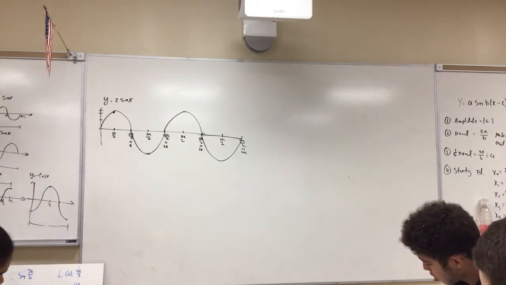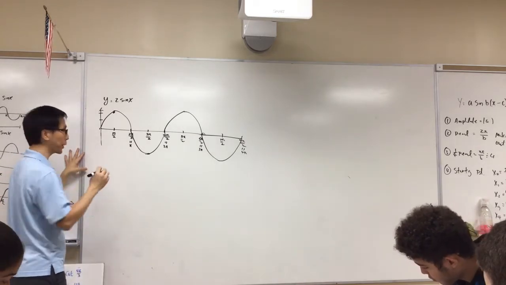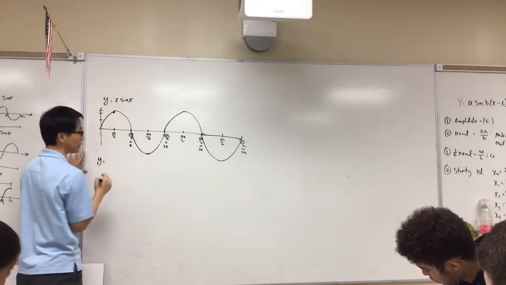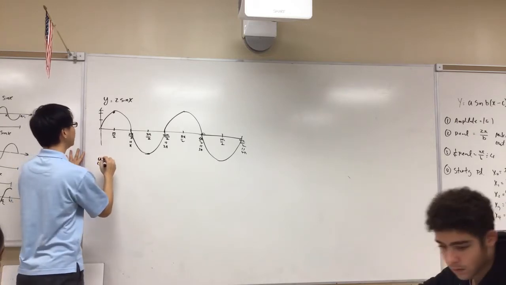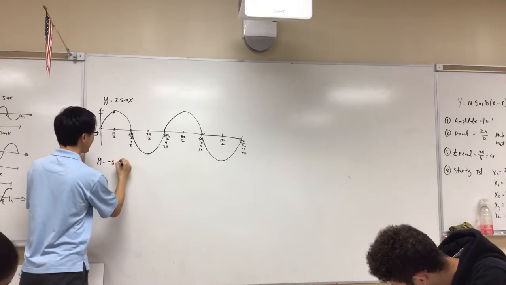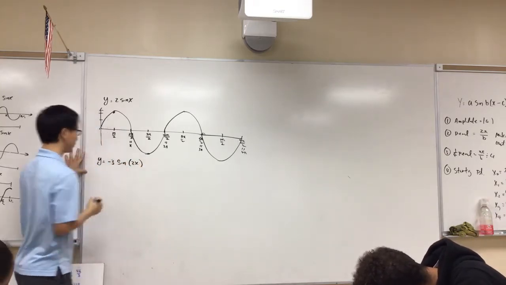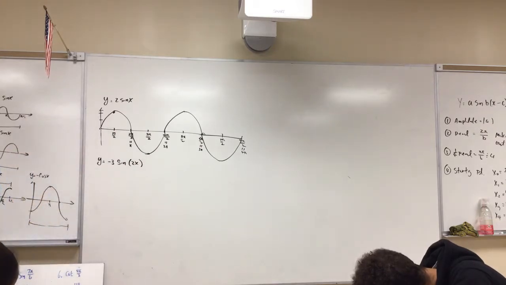Are you following me so far? Okay, so I want you to graph this. I want you to find all the information using the grid I gave you. I'm going to ask you to graph y equals -3 sine of 2x. Using the graphing grid I gave you.